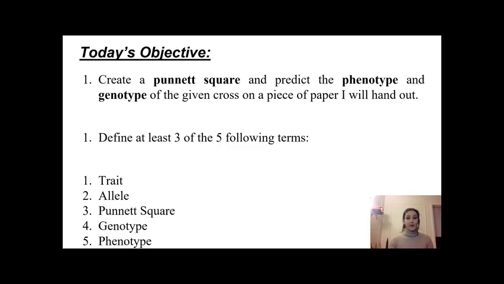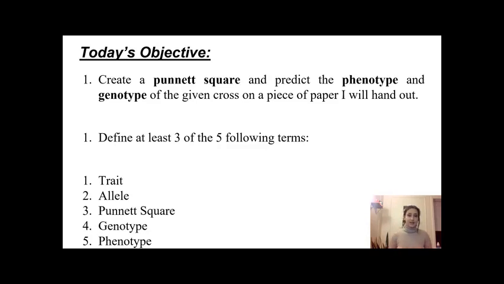Okay, so I like to put today's objective on the board right over here, but because I don't have a board right now, I'm just going to state it, but typically it will always be on the board. So today's objective is to create a Punnett square and predict the phenotype and genotype of the given cross on a piece of paper that I'm going to hand out. Or you can write it on your own paper, doesn't matter.